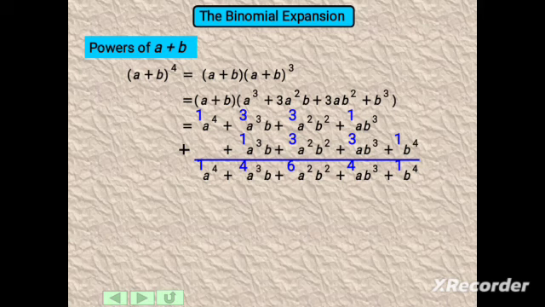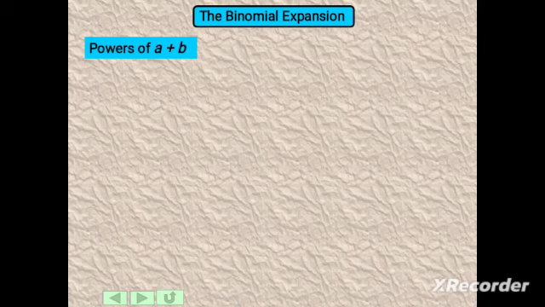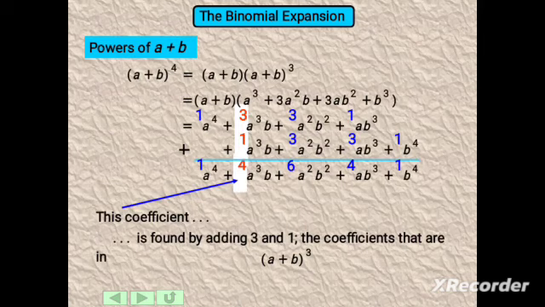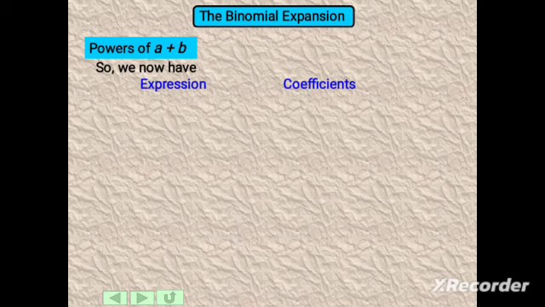The coefficients of the terms are 1, 4, 6, 4, 1. So these coefficients are found by adding the coefficients that are in a plus b raised to power 3. That is why we get 4 there: 1 plus 3. Again we have 3 plus 3, we get 6, 3 plus 1, you get 4. Then the other ones just come out automatically, 1 and 1. So we now have that expression, and coefficients are key when deriving the binomial expansion.